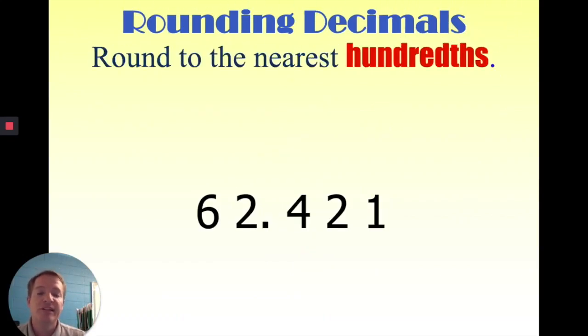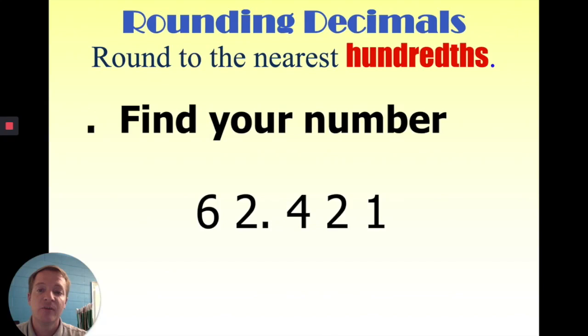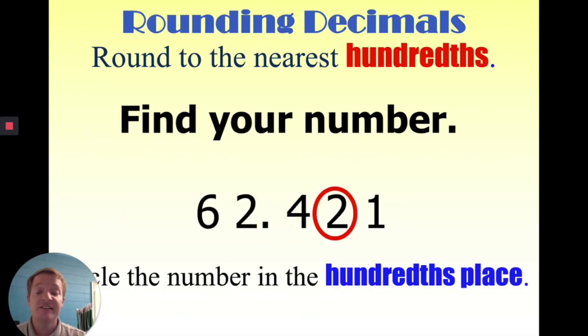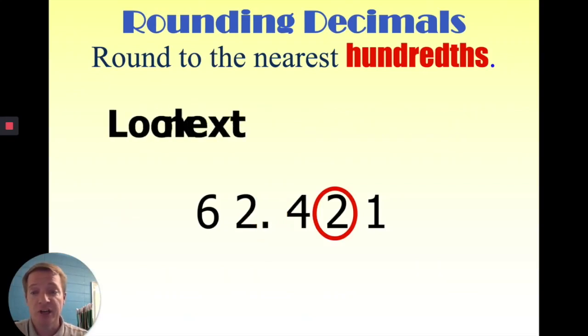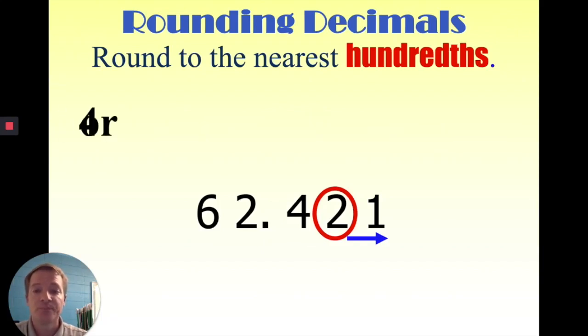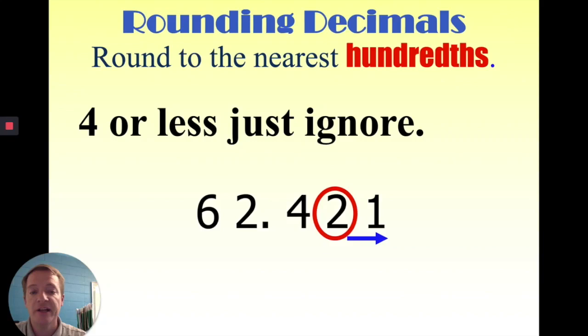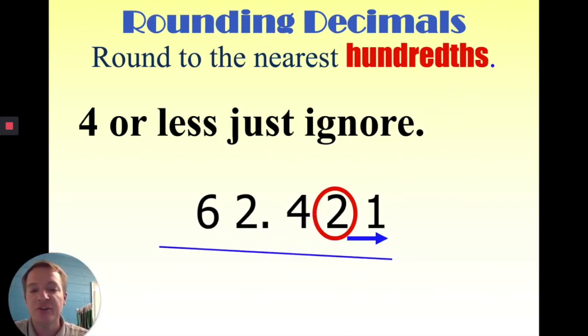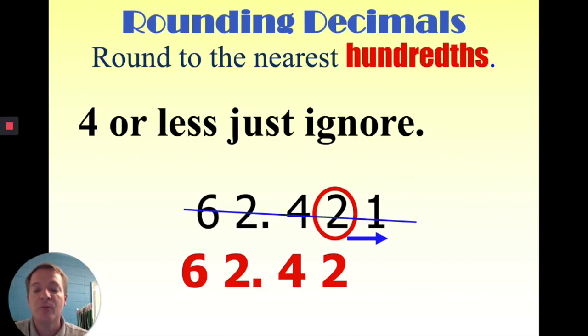We're going to round to the nearest hundredths. So the first thing, we have 62 and 421 thousandths. We're going to find our number. Which one is in the hundredths place? In this case, it is the 2. We're going to draw an arrow because we're going to look next door, which is 1, right? If it's 4 or less, we're just going to ignore it. And if it's 5 or more, we'll go ahead. But since 1 is less than 4, we're just going to drop it. It's going to turn into a 0. So we should end up with 62 and 42 hundredths.